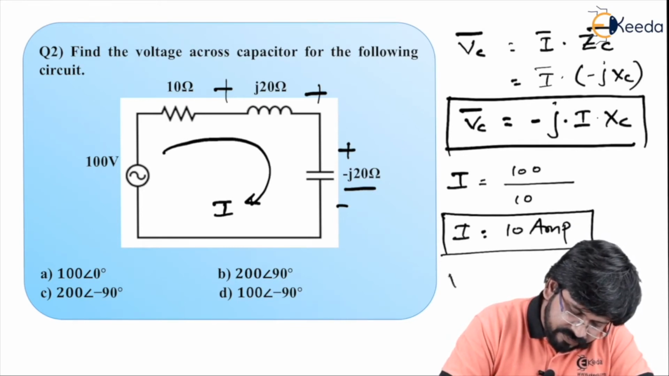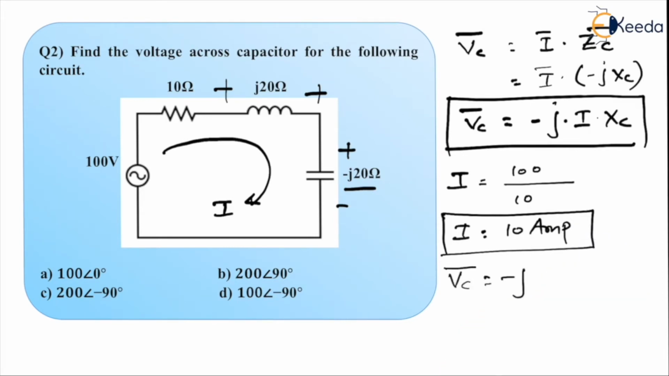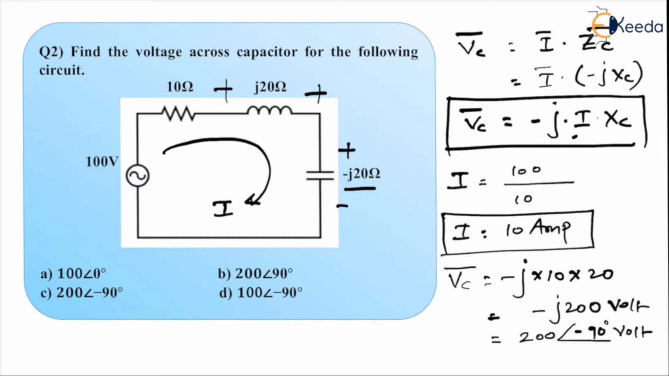Now in that case, I can substitute VC vector as minus j times your current value, which is 10 multiplied by the value of XC, 20. So it becomes minus j200 volt. Now, if you look at the options, all the options are in polar form, and what you have got is a rectangular form. I'm sure you remember minus j200 can be written as positive 200 at an angle of minus 90 degree volt, which is nothing but option number C. So option number C is the correct option. That is nothing but voltage across capacitor.